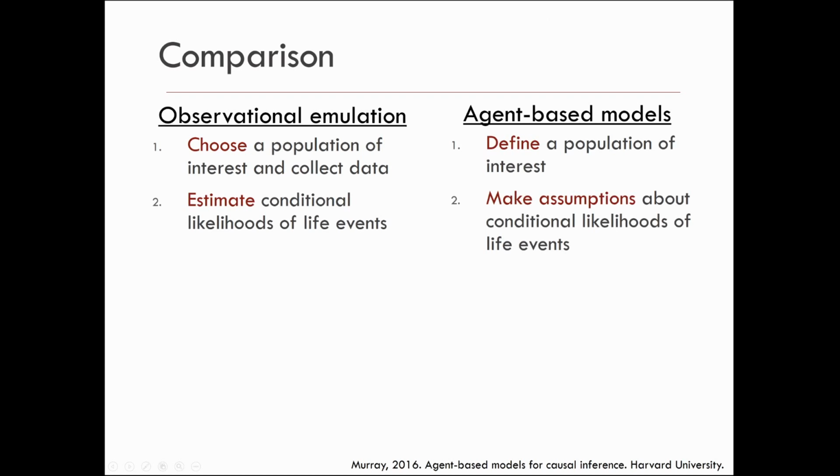Once we've defined our population of interest, in the simulation model setting, instead of estimating the conditional likelihoods of life events from our data, because we haven't collected any data, we have to instead make assumptions about those conditional likelihoods. And here, assumptions is a little bit of a loose usage of the word. Some of those assumptions will come from data that we have access to and that we can estimate the values of these parameters ourselves. Other assumptions will come from published studies, and some assumptions will come from an expert best guess. But in general, we have to find sources for these various different conditional likelihoods of life events and combine them all together.